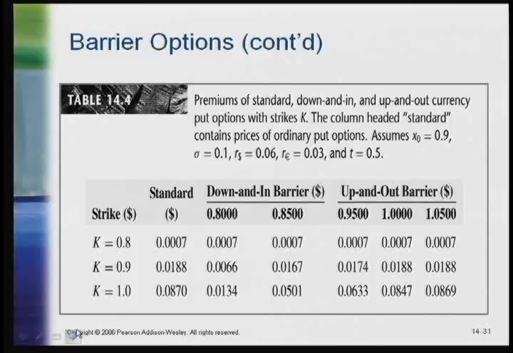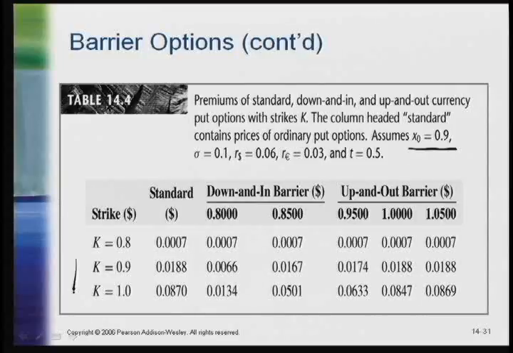So here's a table that lists some barrier option prices. So just to orient ourselves, these are options on euro. We have an initial exchange rate of, say, 90 cents. In this example, we have a volatility, and we have two risk-free rates. The dollar rate is 6%, the euro rate is 3%, and these are half-year options. So we have various strike prices, and then we have two barriers for each of these two options.